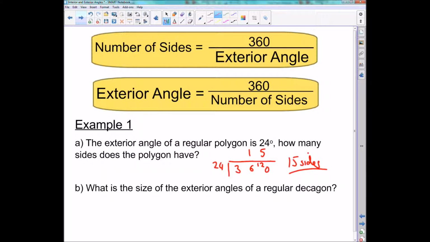Okay, so question B is asking me for the size of the exterior angles of a regular decagon. Now a decagon has 10 sides because it comes from the word dec, which we use in decade to indicate 10 years, or decathlon, which is an Olympic event that has 10 events. So dec is the word for 10. So to answer this question, I'm going to use this second formula, which says that if I divide 360 by the number of sides, I get the exterior angle. Now I would use the bus stop for this, but I think I can divide by 10 easy enough, take away the 0, and I get 36 degrees as the size of all of its exterior angles.